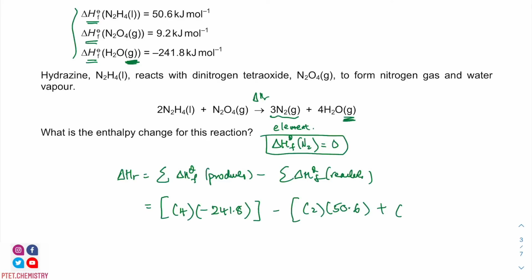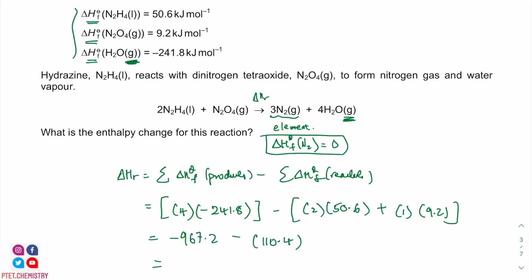Okay, I think I've done it wrong. N2H4, there are 2. Oh yeah, that's fine. And then N2O4, there's 1 of them. All of them is in kilojoule per mole. I've used 2 big square brackets to separate the 2 terms, because as with any calculation, it's important to not make any mistake, and this will make it much easier to check, especially with the use of brackets.